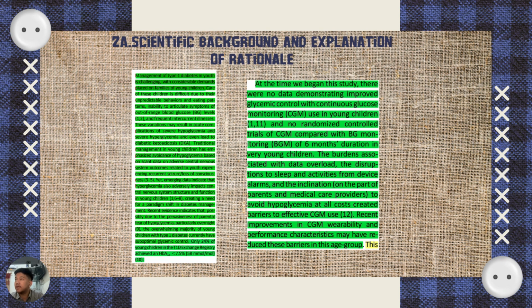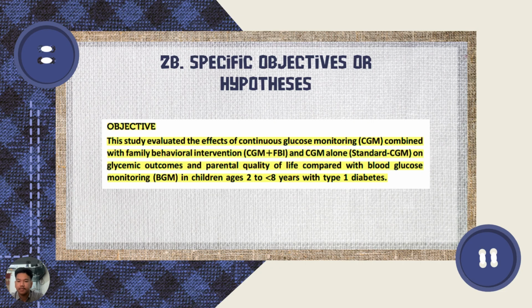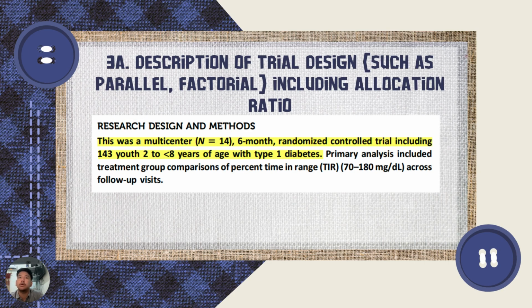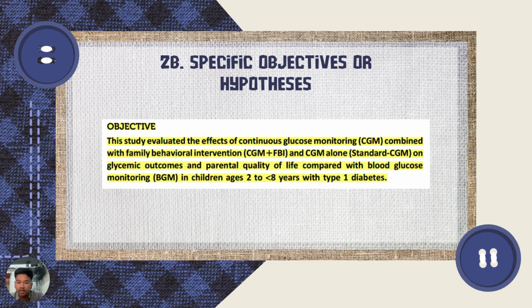Next, item 2B, objective or hypothesis. The objective is stated as follows: to evaluate whether CGM both with and without a family behavioral intervention improves glycemic outcome and parental quality of life. This meets item 2B, showing the study hypothesis and goals.